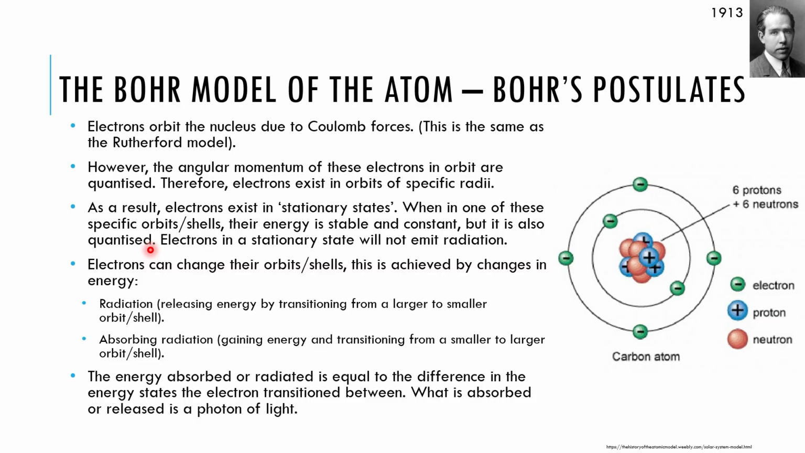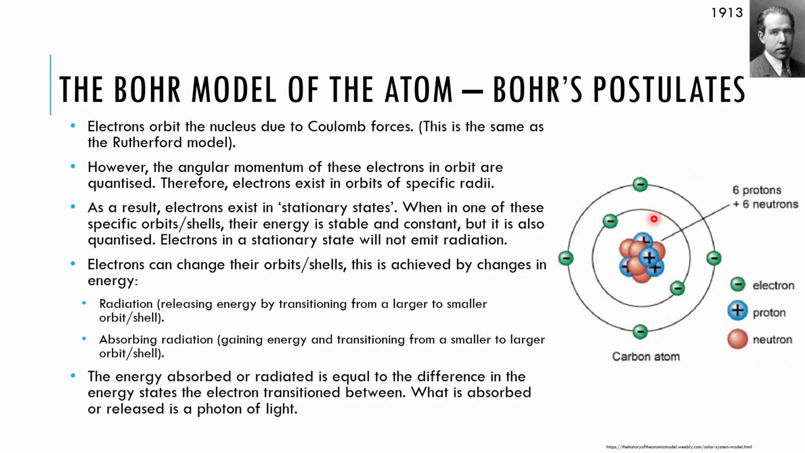And really, this postulate existed to account for the limitations of considering electrons being something that orbited classically. Beyond this, though, electrons under special circumstances would be able to change the orbits or the shells that they existed in. And this could be done by increasing or decreasing the amount of energy that the electrons had. Electrons could radiate energy. In other words, they could release energy. And that would mean that they would transition from a higher orbital associated with a higher energy level to a lower orbital associated with a lower energy level.